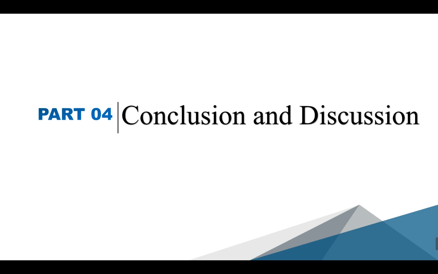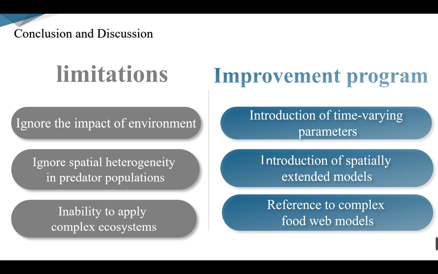Finally, let's look at the fourth part, the conclusion and discussion of our study. Although the predator-prey infectious disease model proposed in this paper can describe the dynamic relationship between predator and prey to a certain extent, it still has the following limitations in real ecosystems. First, it ignores the influence of environmental factors. Secondly, the spatial heterogeneity of the predator population was ignored. And thirdly, the model may not be applicable to ecosystems with complex food webs or multiple predator-prey relationships.